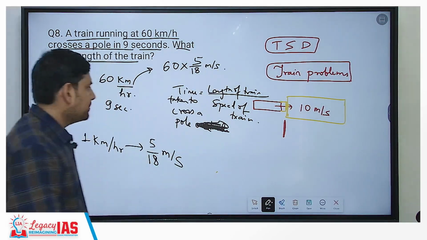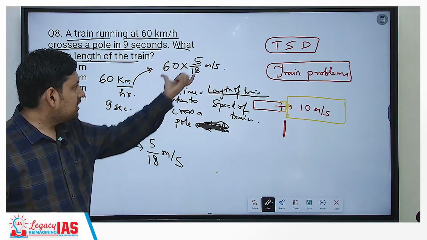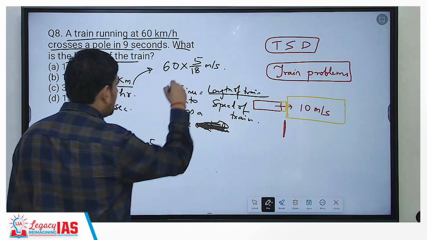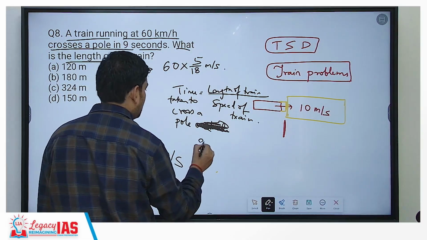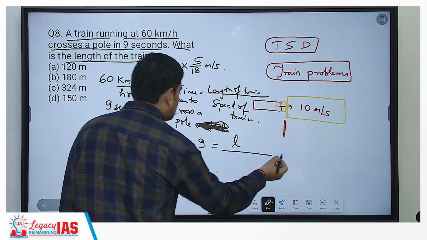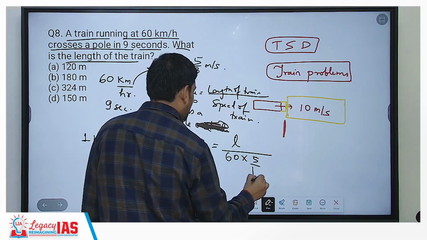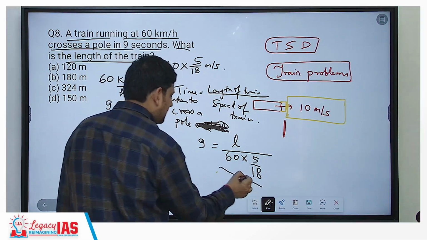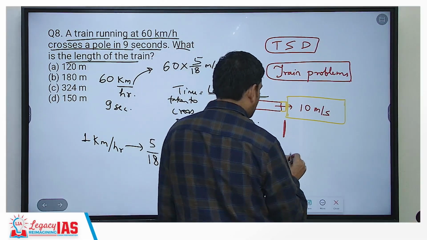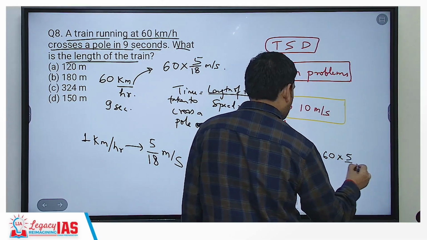This is the speed of the train. Now this is the time that it is taking. Length is asked from you. So easily you can get to this. Time taken to cross the pole is 9 seconds. So write 9 here. What is the length of the train? We don't know. This is what we have to find. Speed of the train is 60 into 5 by 18. Now I can send this whole thing on the other side in multiplication. So this will become L is equal to 9 into 60 into 5 by 18.